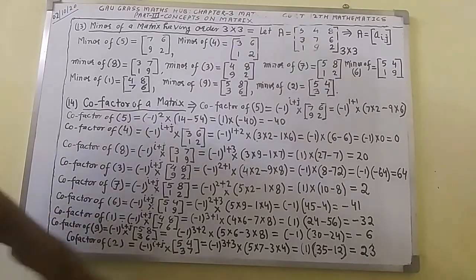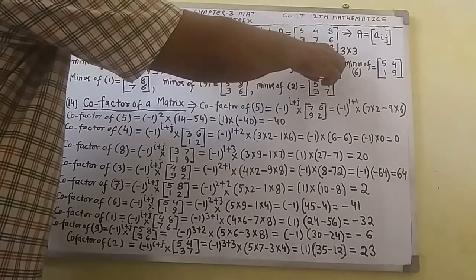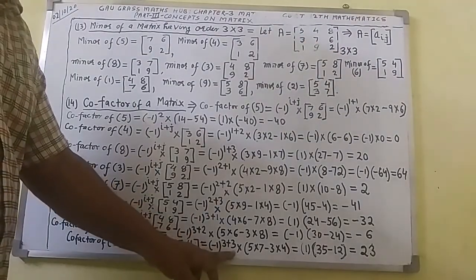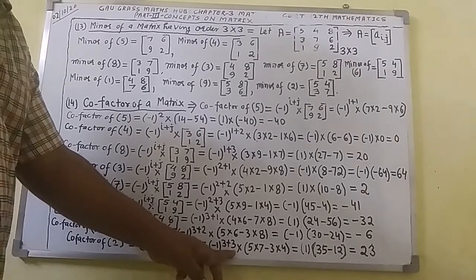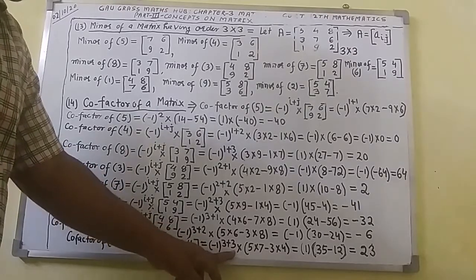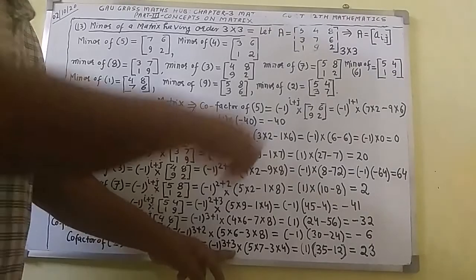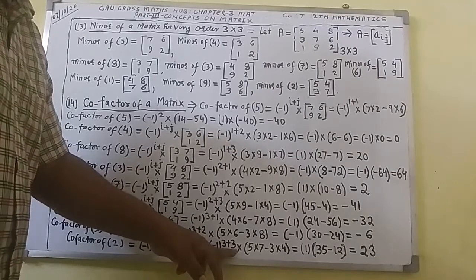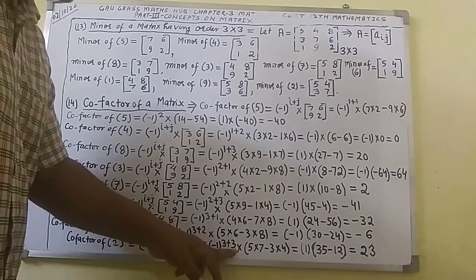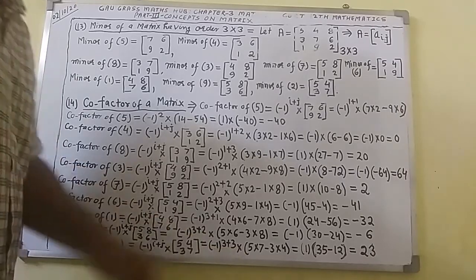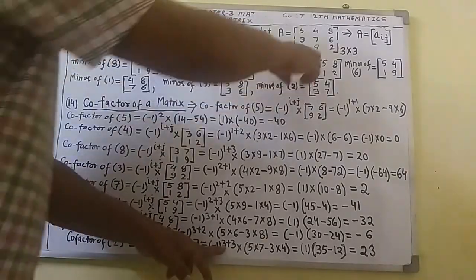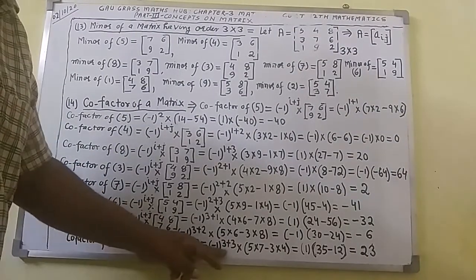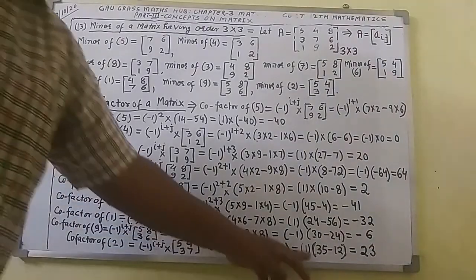So here you can see 2 is there in the third row. For the third row, I shall write here 3. And j represents the column position of element 2. The element 2 is there in the third column. For the third column I shall write here 3. 3 plus 3 is 6, and minus 1 raised to power 6 comes out to be 1 here.